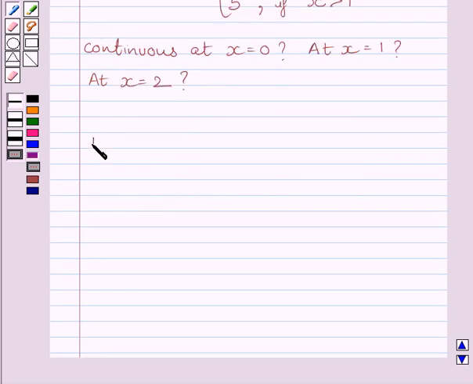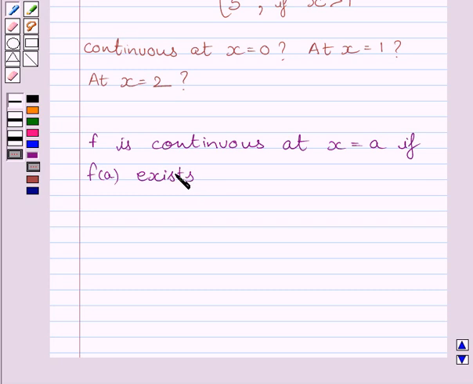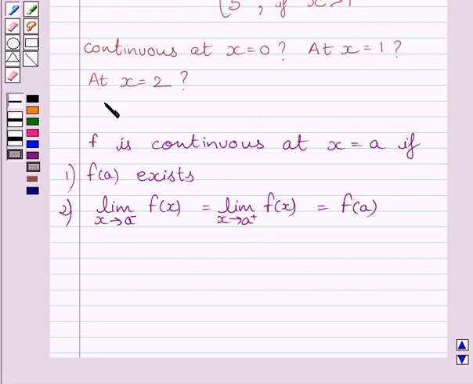First of all, let us understand that function f is continuous at x = a if the function is defined at x = a, or we can say f(a) exists, and the left hand side limit of the function is equal to the right hand side limit of the function, which is equal to the value of the function at x = a. This is the key idea to solve the given question. Let us now start with the solution.